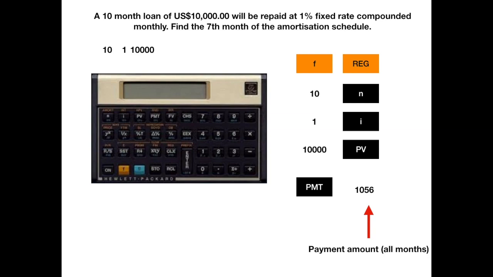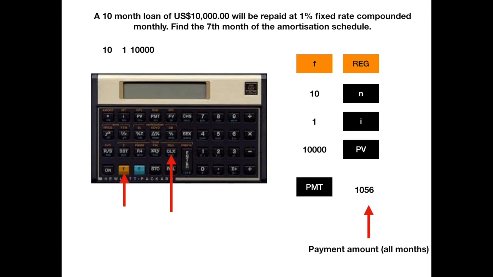So let's start with first things first. First, you erase the calculator's memory, all right? Because there might be something stored in it. There might be some calculations that you did earlier that could interfere with your new calculation. So f REG does that. It cleans the memory.